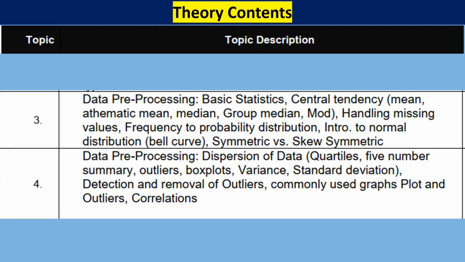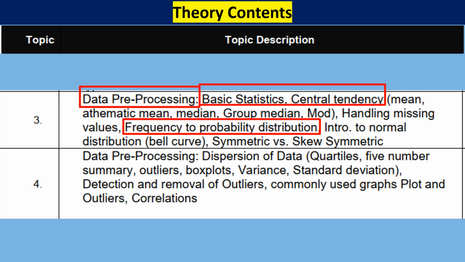Data pre-processing using basic statistics, central tendency measures like mean, median, and mode. Proper pre-processing ensures clean, reliable data for accurate insights. Data dispersion measures how spread out values are using quartiles, variance, and standard deviation, with box plots helping visualize outliers.